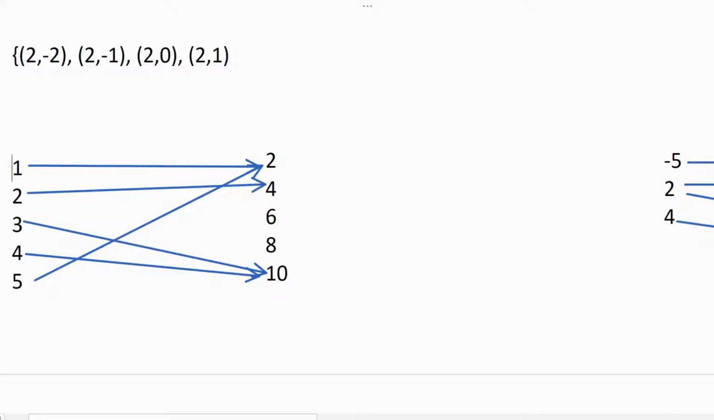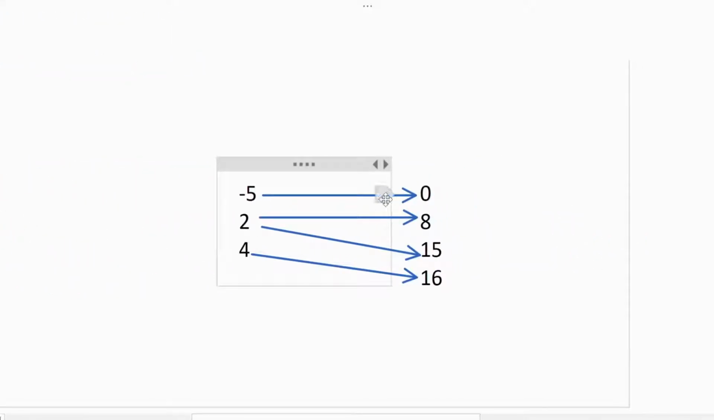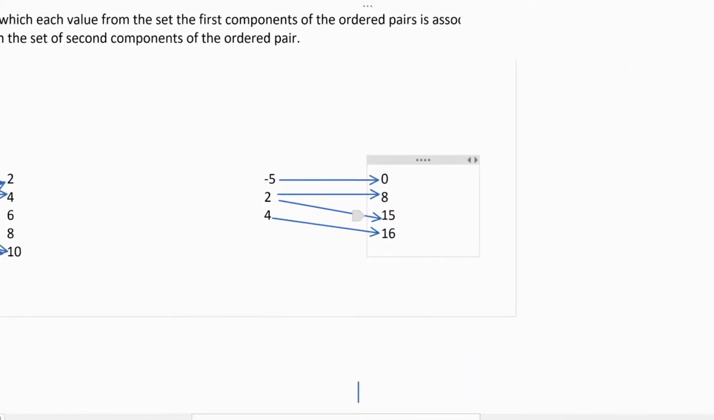So you can't have two lines, say over here. This is not a function, this is merely a relation. As from number 2, it goes to 8 and 15. It can't go to more than one thing, so therefore that is not a function.